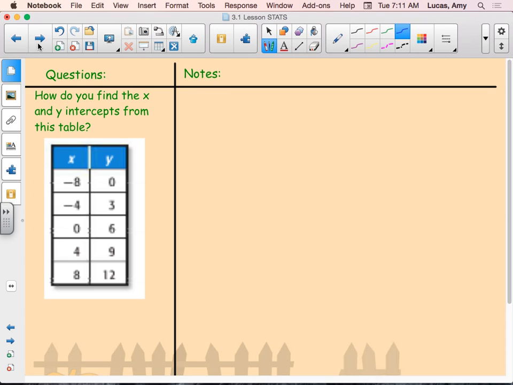How do you find the x and y-intercepts from this table? Well, hopefully on the last two examples, you recognize that where the intercepts are, they're right on the X and Y axis. So I want you to think about any point on the axis and what one of those coordinates has to be. So any point on the x-axis.